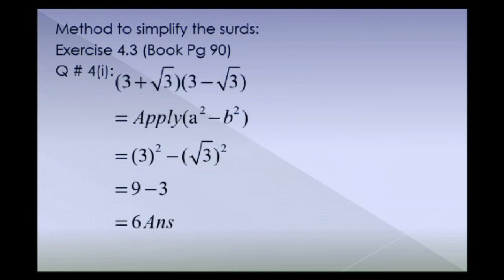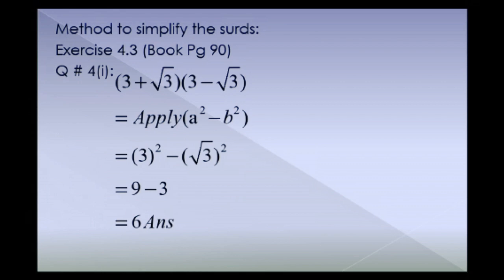Now there is another question where the surds are multiplying with each other: 3 plus under root 3 and 3 minus under root 3. You can observe here that the terms are the same, but their symbols are different. So we can easily apply the third identity.